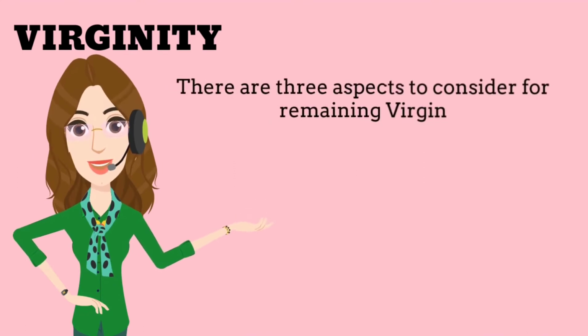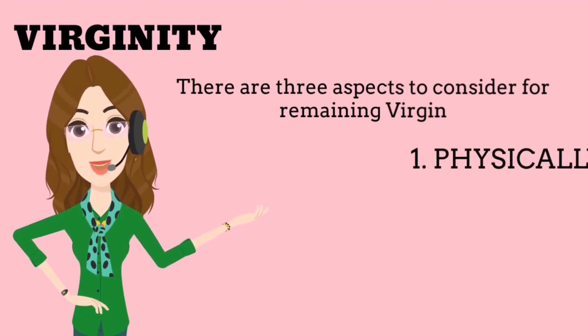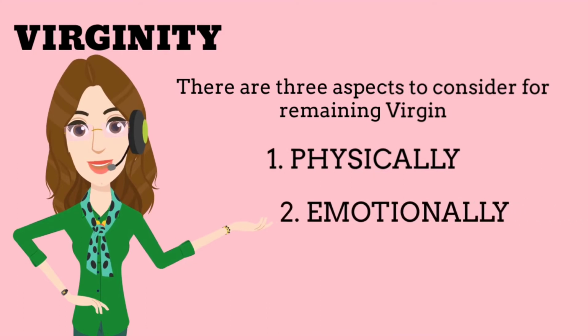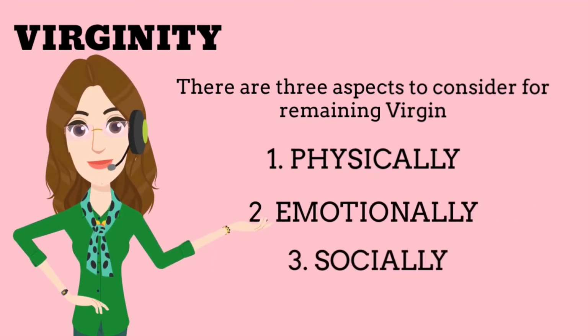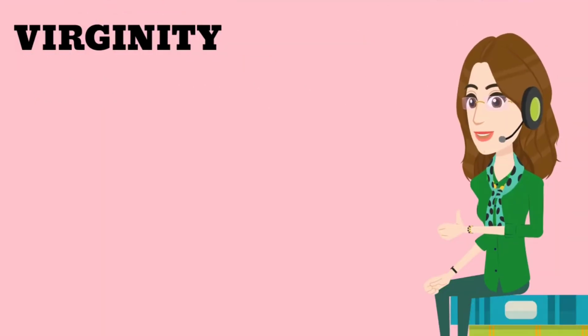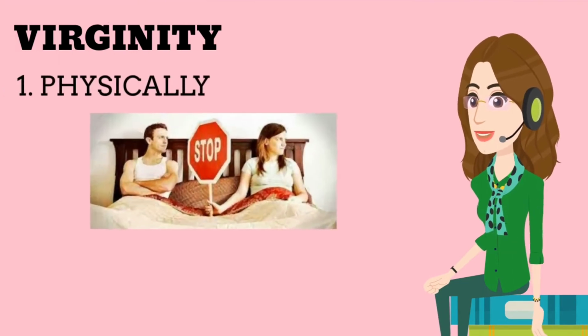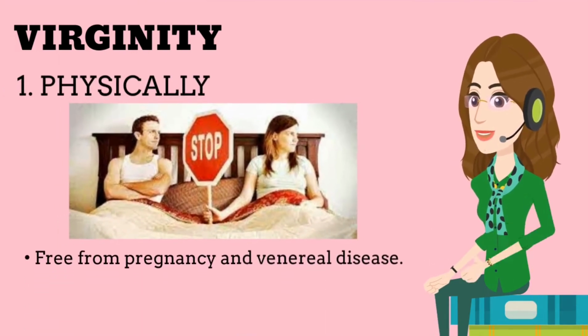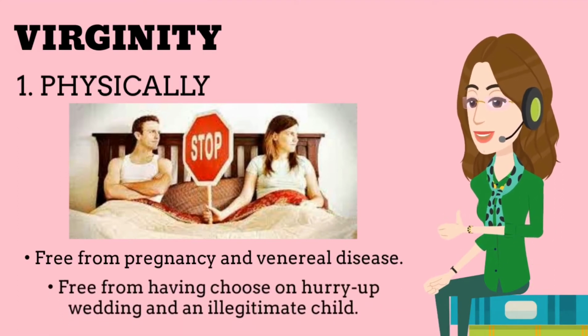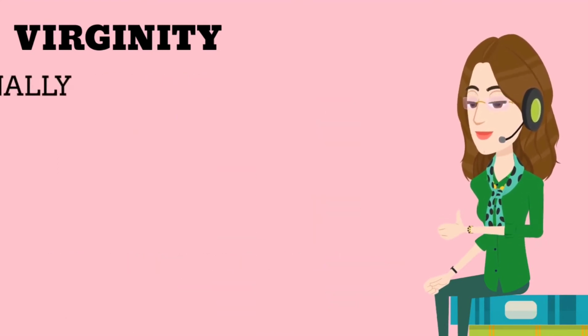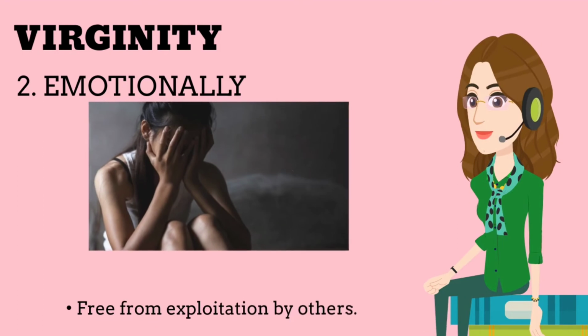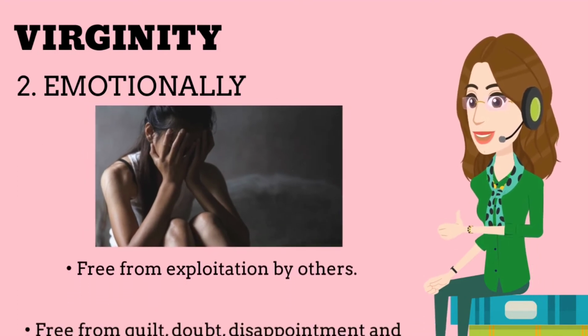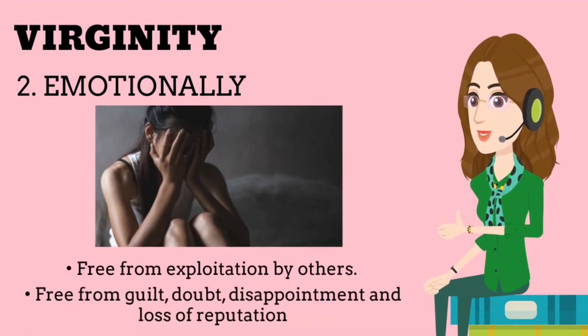There are 3 aspects to consider for remaining a virgin. First is physically, second, emotionally, and last is socially. Let's talk about the first aspect, which is physically. It is free from pregnancy and venereal disease. It is also free from having to choose a hurry-up wedding, and from having an illegitimate child. Next aspect is emotionally. It is free from exploitation by others, and free from guilt, doubt, disappointment, and loss of reputation.